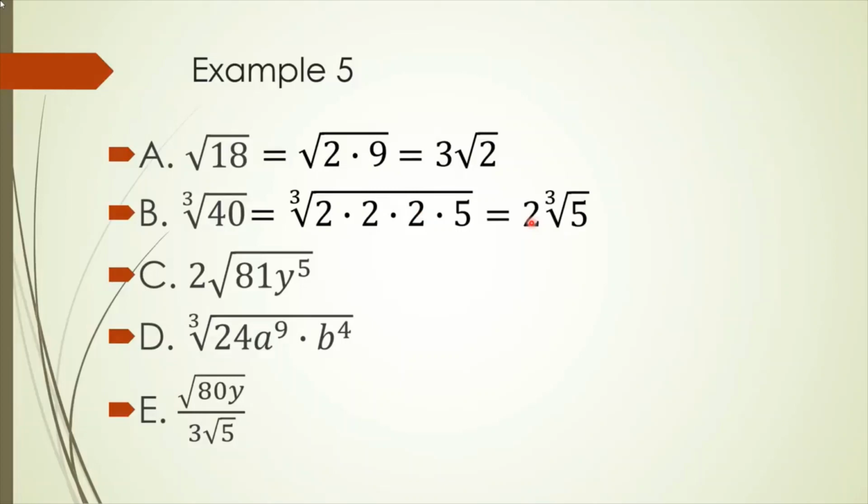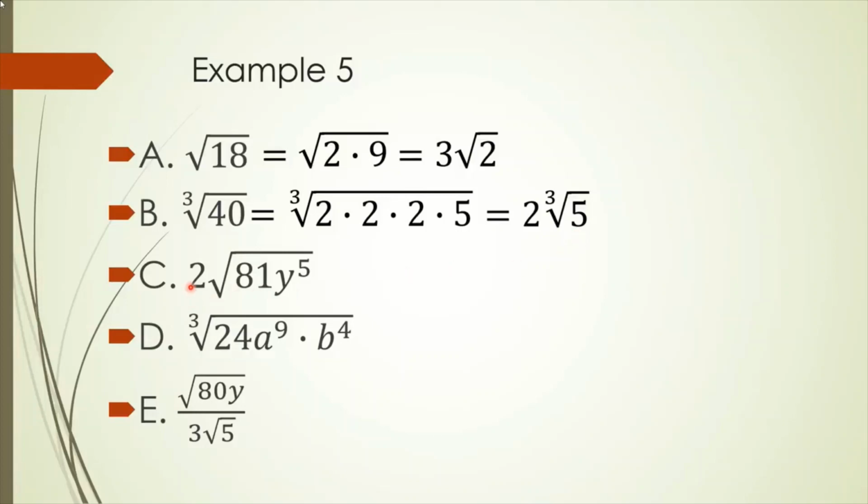And that 5 just stays underneath the radical because you didn't simplify it. Whatever simplifies comes out of the radical. Whatever doesn't simplify, or you haven't taken the cube root of it, stays underneath the radical.